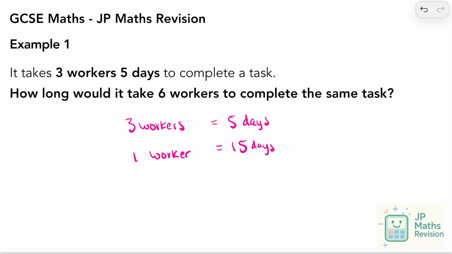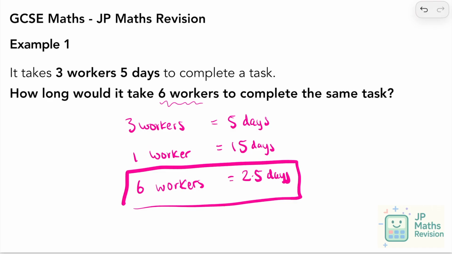But we don't have 1 worker, we actually have 6 workers. So it's going to take 6 times quicker than it would if we had 1 worker. So what I'm going to do to work out the time it takes 6 workers is I'm going to divide 15 by 6. So 15 divided by 6 is 2.5. So with 6 workers, it's only going to take 2.5 days.